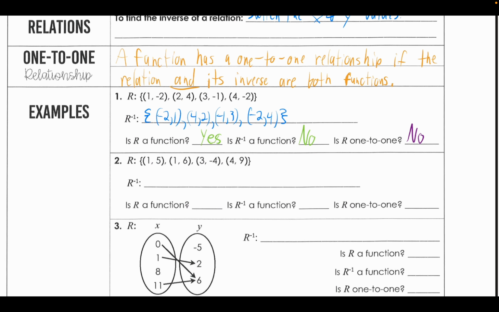So example 2, I can tell you right away that it will not be one-to-one because we have some x's repeating. So if either x's or y's repeat, it won't be one-to-one, even though either the original or the inverse would still be a function potentially. So let's find the inverse though. That would be 5, 1, 6, 1, negative 4, 3, and 9, 4. So is the original a function? No, because those ones repeat. Is the inverse a function? Yes, no x's repeat.